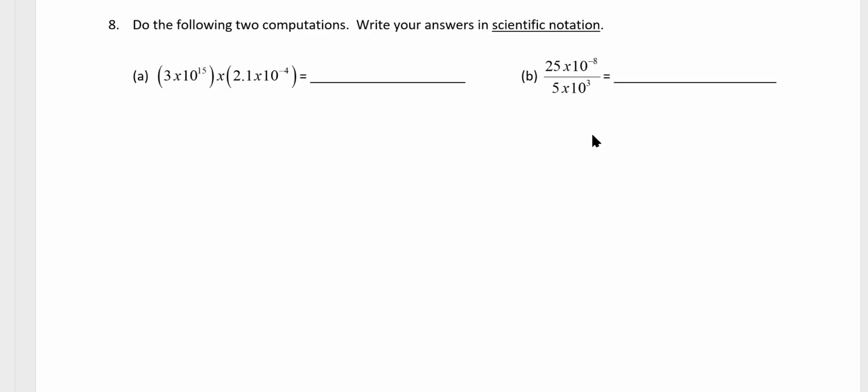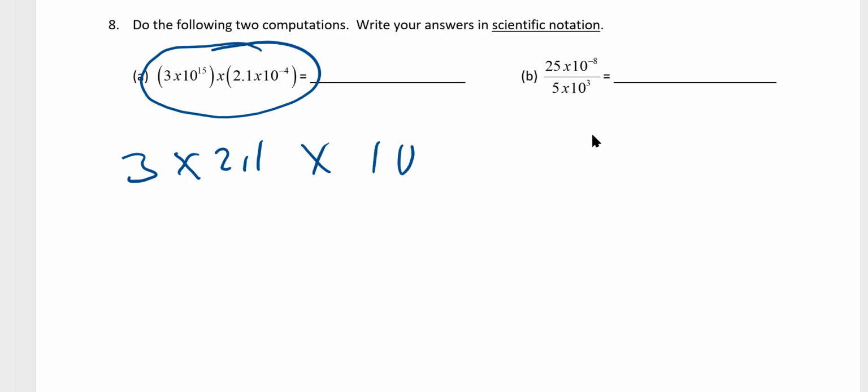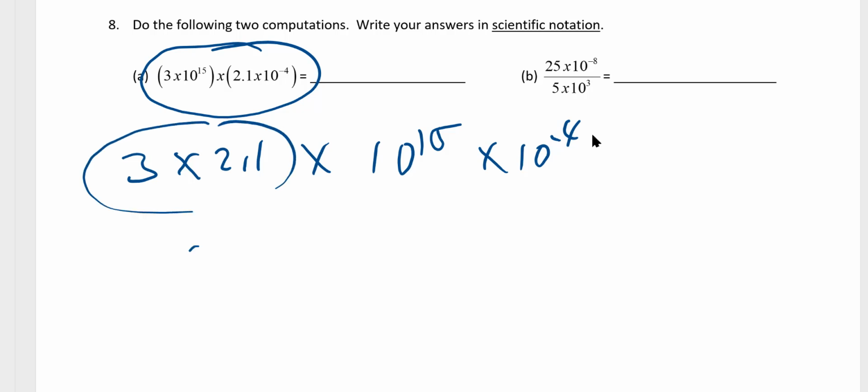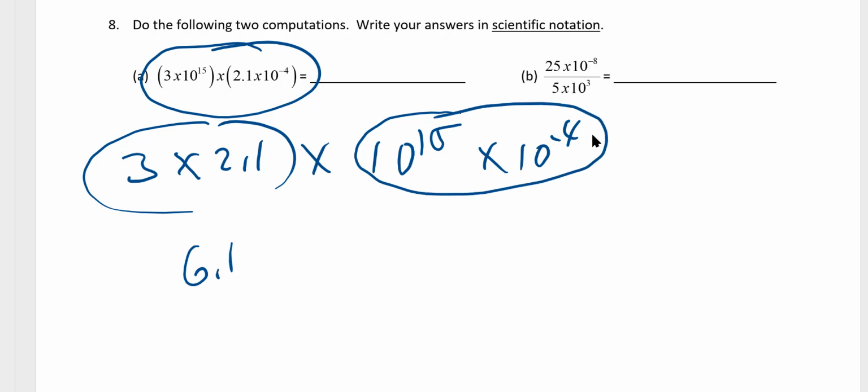Okay, we have 2 more problems here. We're going to compute this. Well, this is 3 times 2.1 times 10 to the 15th times 10 to the negative 4. 3 times 2.1 is 6.3. And the way you multiply these is to use the rule we saw earlier that said a to the m times a to the n is a to the m plus n. In other words, you add the exponents.